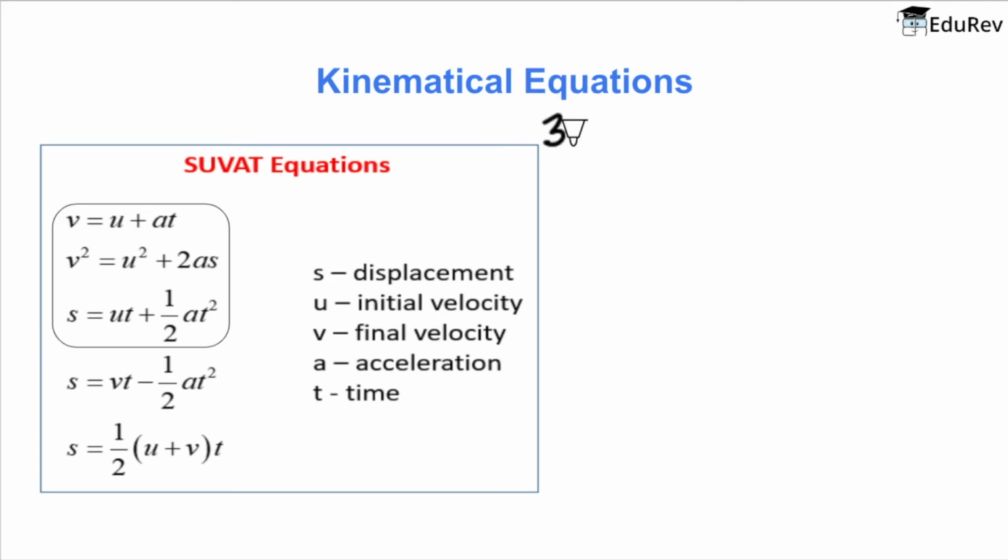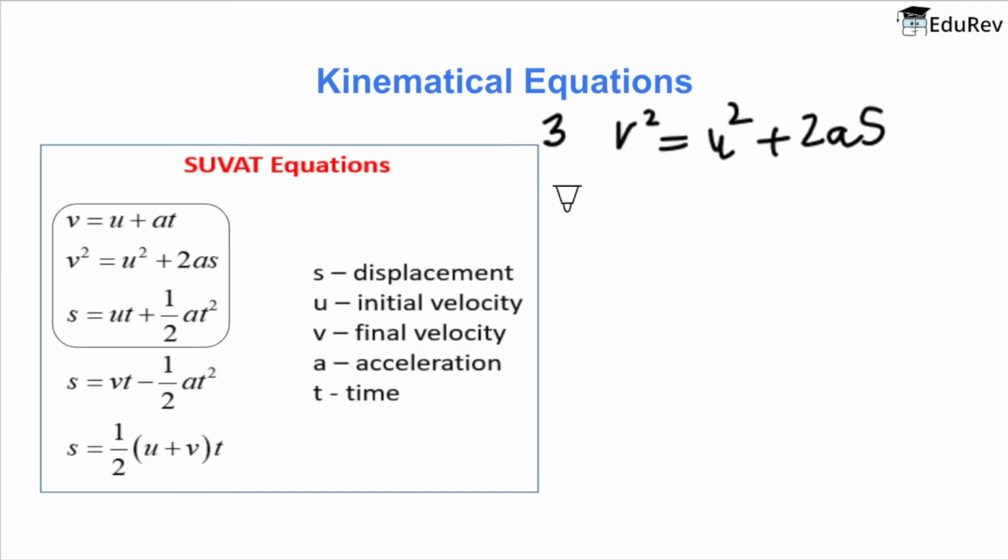So let's now derive equation 3, that is v squared is equal to u squared plus 2as. What does this equation mean? It deals with the final velocity and the initial velocity and relates them to the distance traveled along with acceleration.